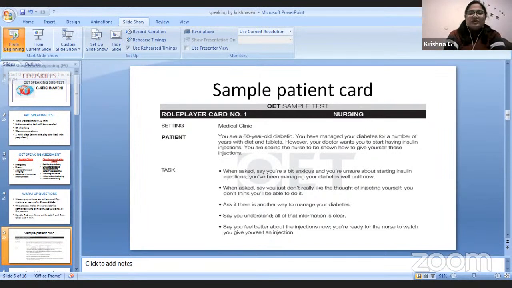So here I'm showing you the sample script for the speaking class, which I showed you earlier. Here I will be acting as a nurse and Anita will be acting as the patient in order to show you how the real role play card will be presented to you. So as the nurse, I'm just going to present. Hi, my name is Krishna. I'm one of the nurses working in this GP clinic.